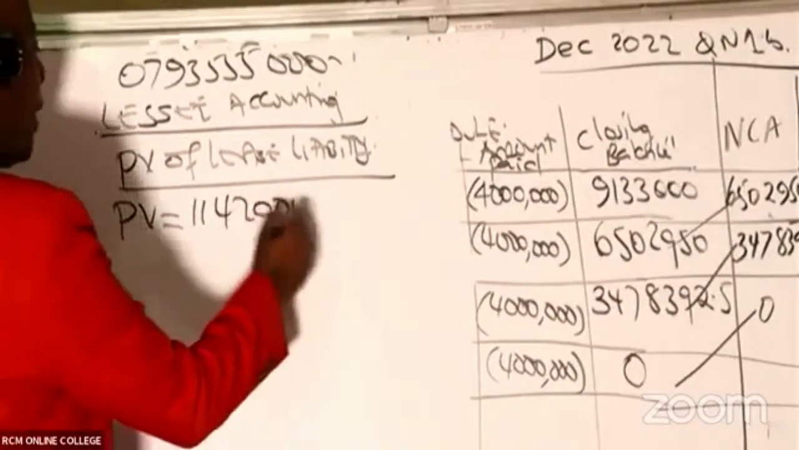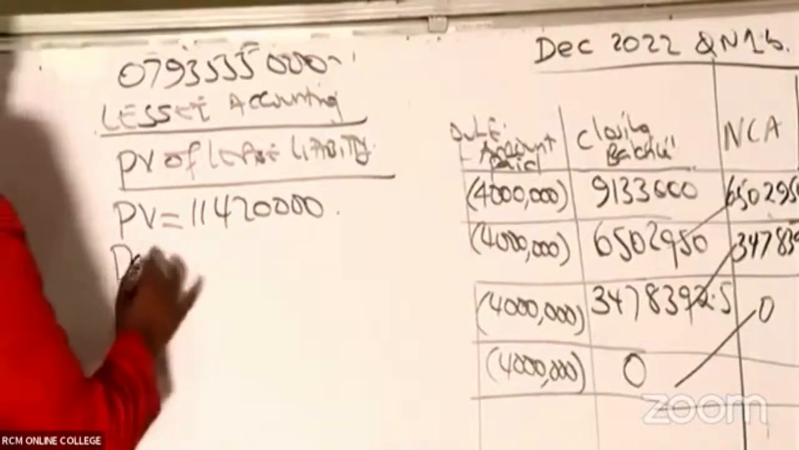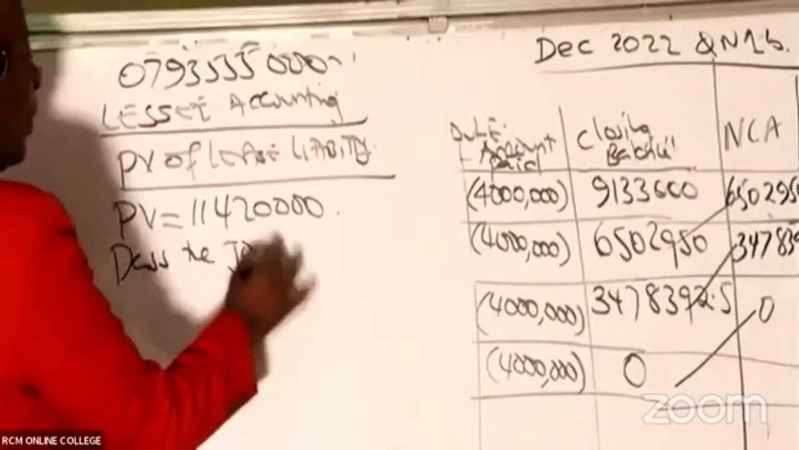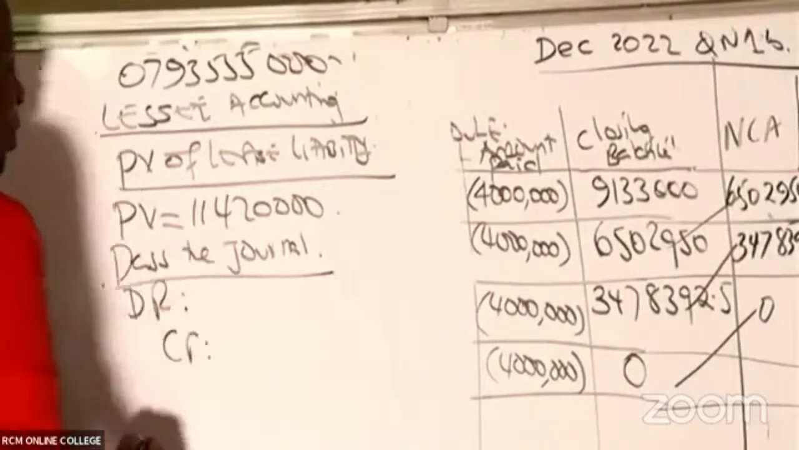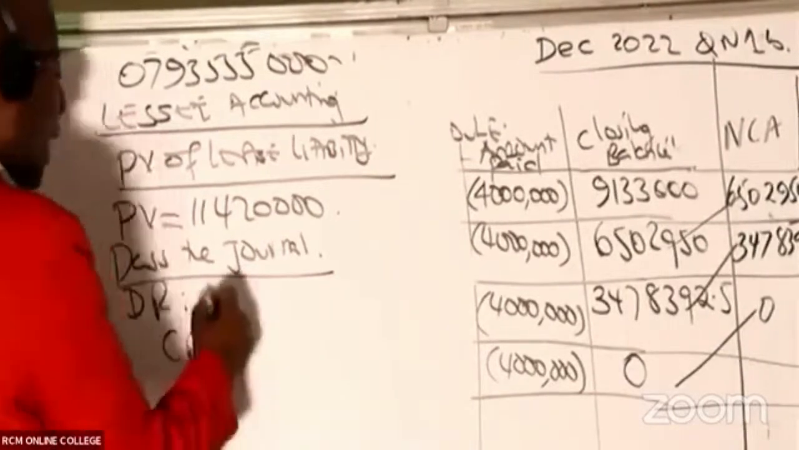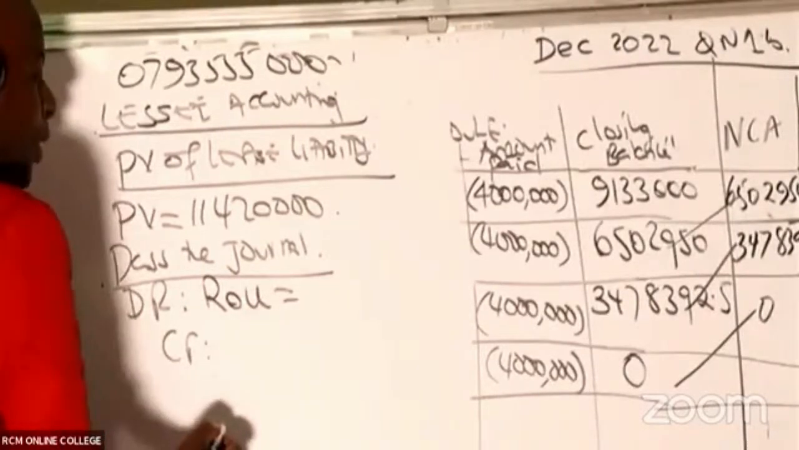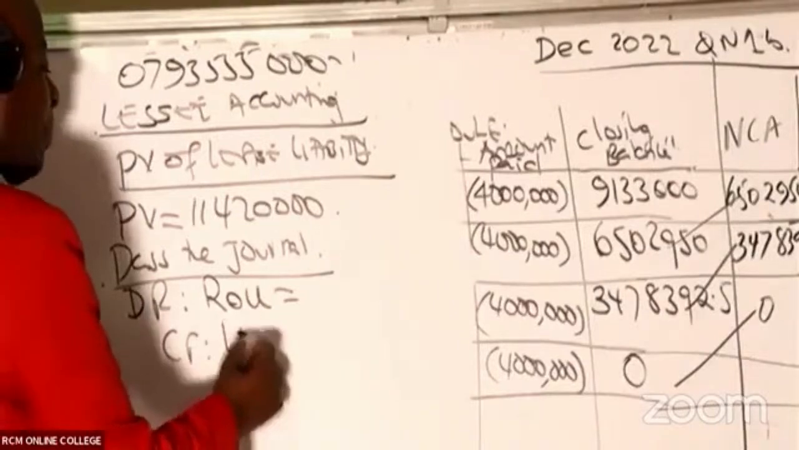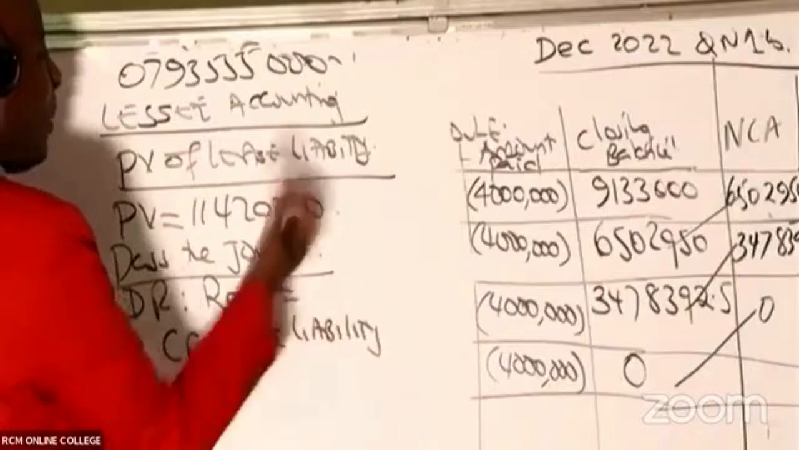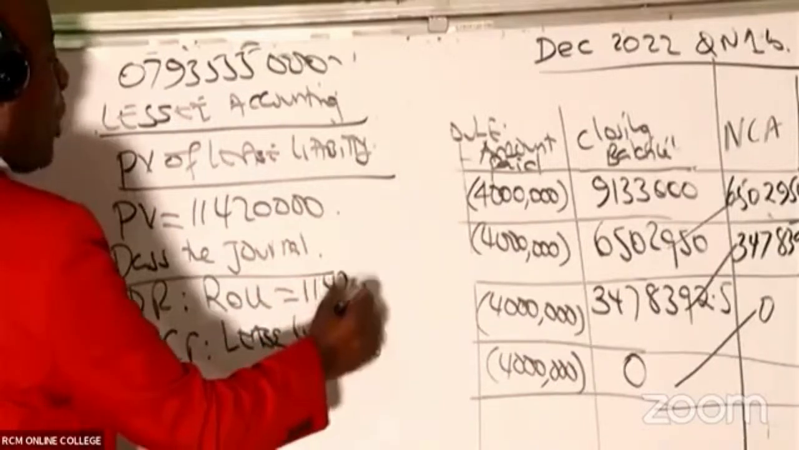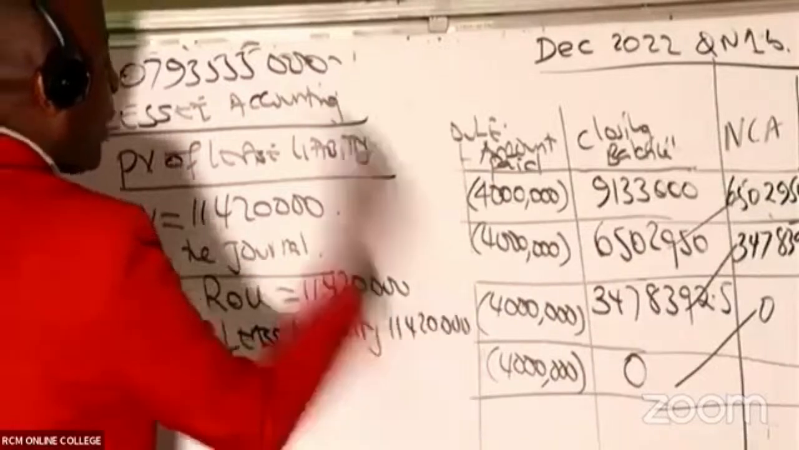So in this case here, we pass the journal. We shall debit, we shall credit. So what do we debit? We shall debit what we call a leased asset, right of use. And then we credit lease liability. Same amount, 11 for 20,000.